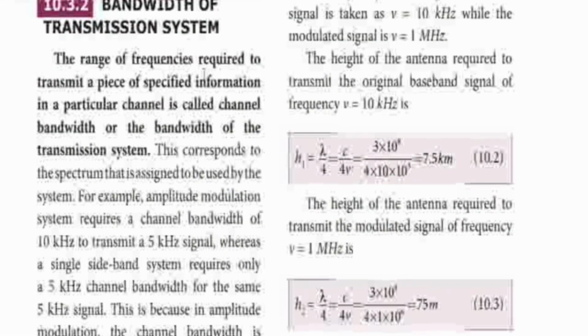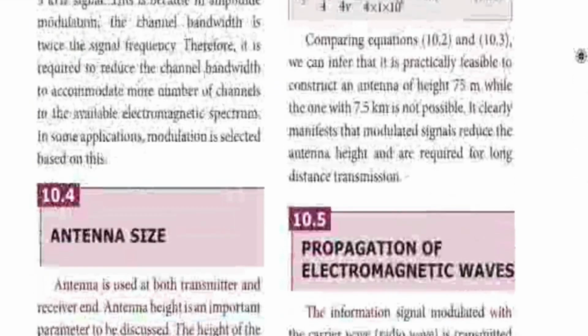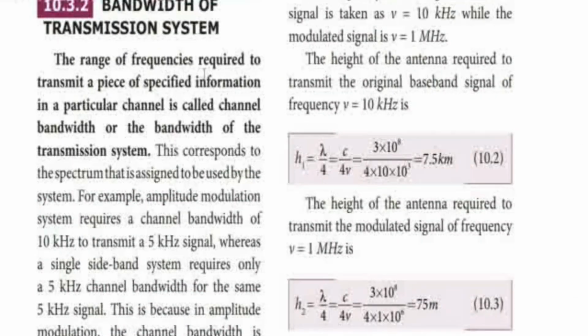Then, bandwidth of a transmission system. When we transmit, the range of frequencies required to transmit a piece of specific information on a particular channel is called bandwidth. You know that example. For example, you can take Sun TV. Sun TV has a specific bandwidth. That particular bandwidth is given to Sun TV. When you are tuning the TV, it starts from VHF-L, VHF-H, UHF. Have you seen it tune like that? When you are tuning that frequency, it will start from VHF-L, VHF-H and UHF.